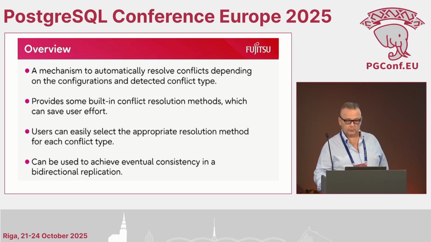Currently, Postgres only supports conflict detection, and under development are mechanisms to automatically resolve conflicts based on config and conflict types, where we provide built-in conflict resolutions to reduce the manual effort. And the proposal is that users choose the appropriate resolution method for conflict types, depending upon their own personal preferences. And the goal being to achieve eventual bidirectional consistency.